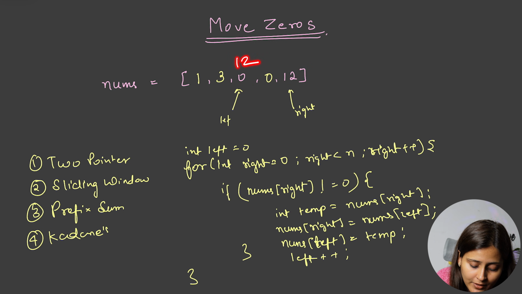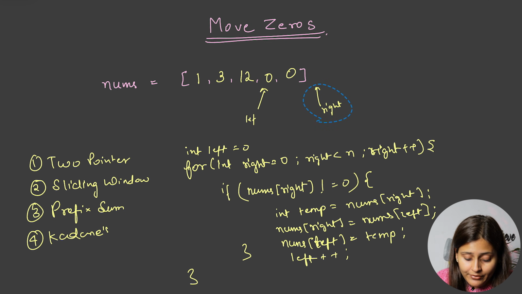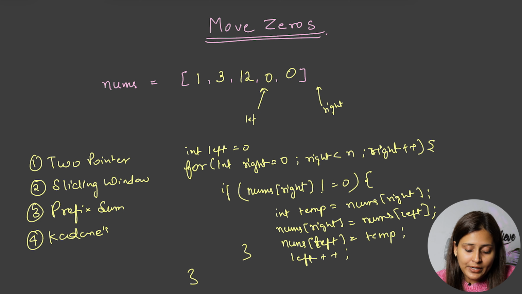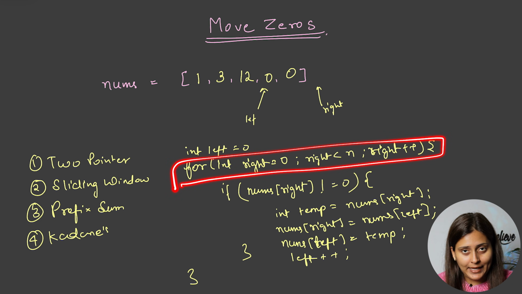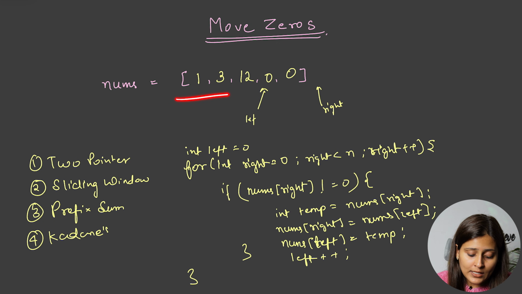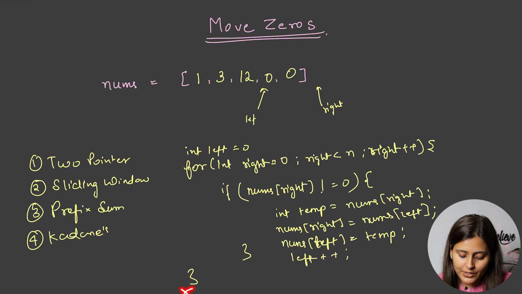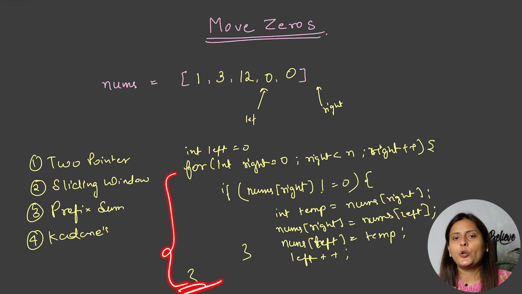So 12 will come here and 0 will go there, correct? Again the left pointer will move itself and the right pointer will move itself, and as the right pointer is out of index, this for loop will break. Once the for loop breaks, we know that all the nums array has been swapped, and we can simply return our answer if the question asks, or else if the question asks only to manipulate, not to return, we can simply stop our code here.